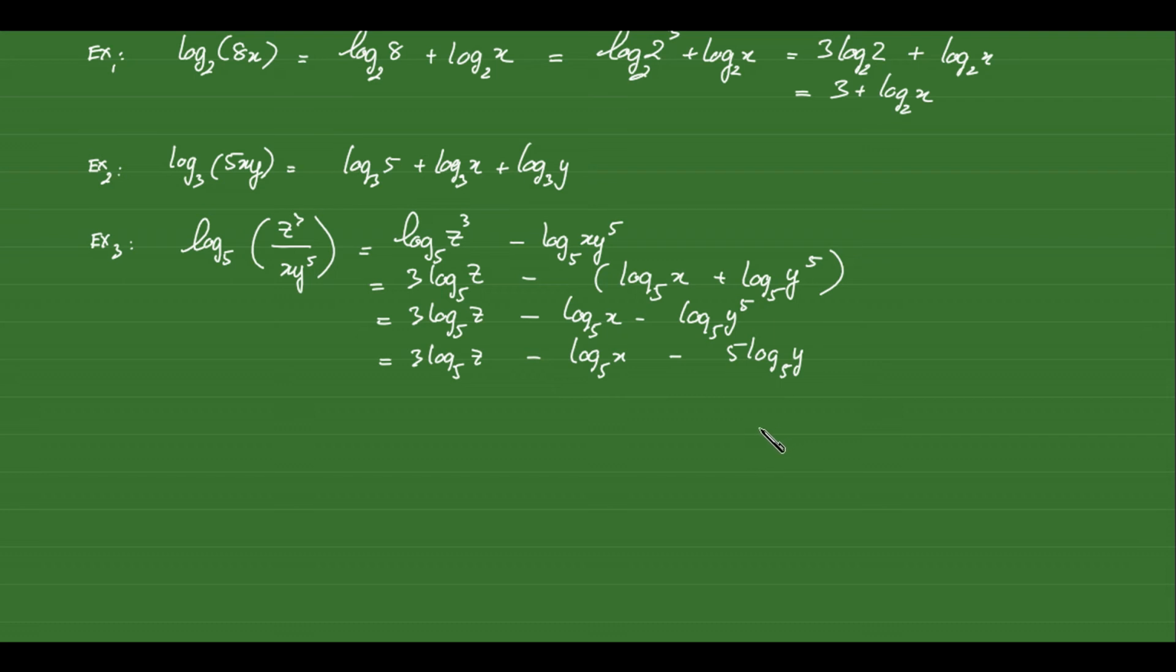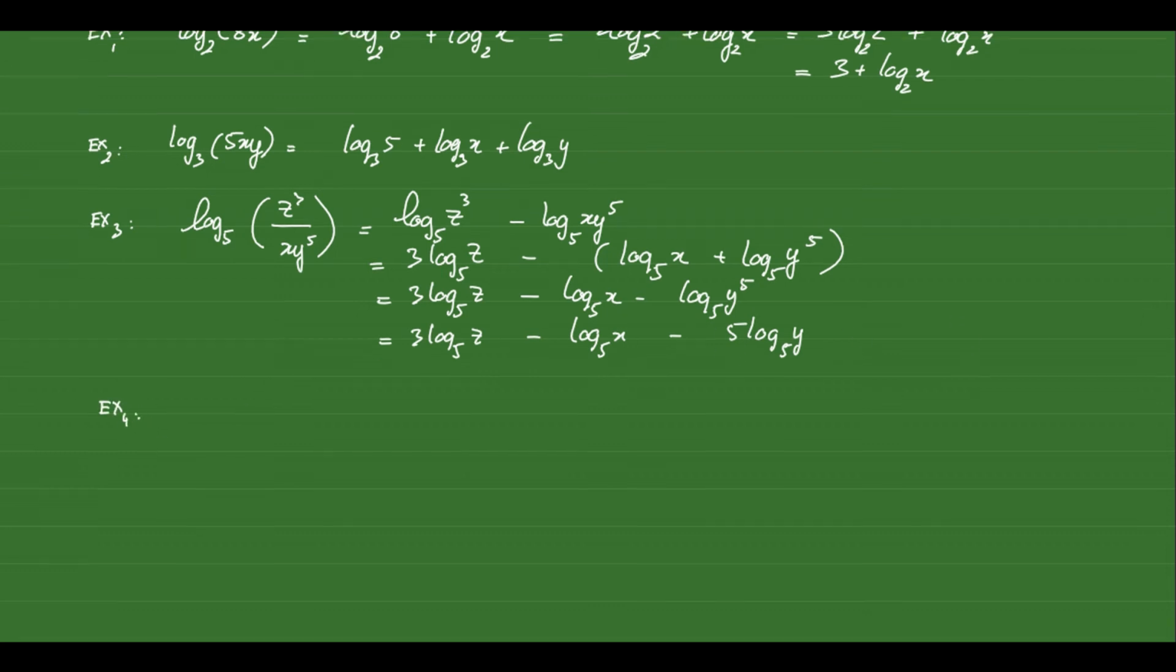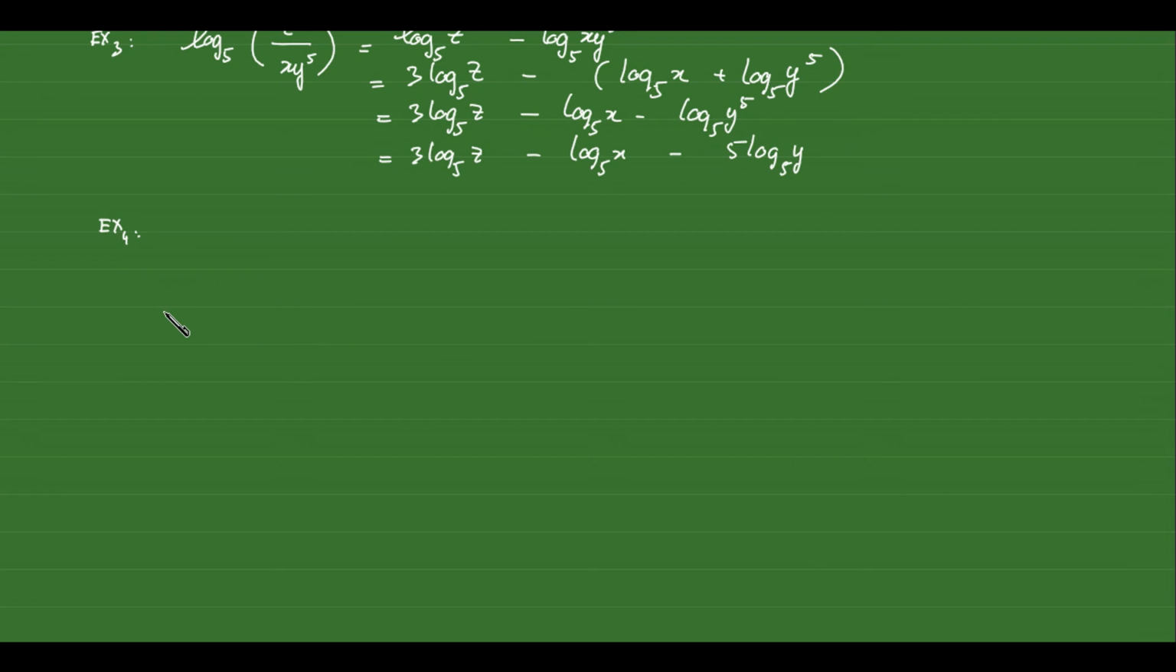Now let me give you this one, example number 4 here. I have a radical. Remember one of the formulas related to radicals and rational exponents, which we already learned in intermediate algebra. So we have something like this: if we have the nth root of x to the m, it gives you x to the m over n. So we try to use this formula here to do expansion for the following log expression.